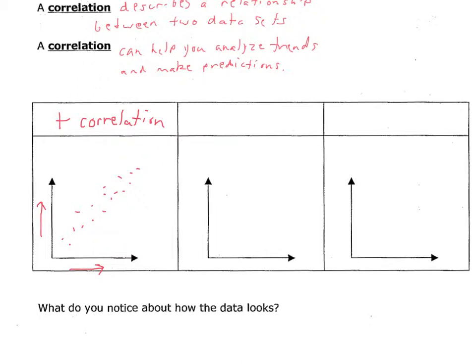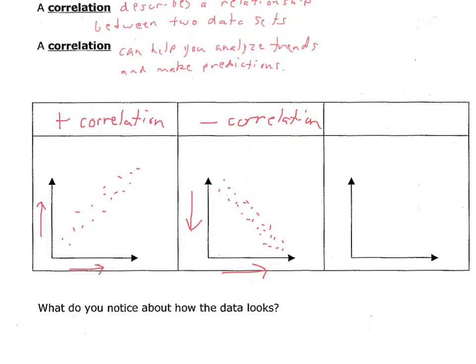The second type is called negative correlation. When you have negative correlation, you're going to have a general downtrend with your data. On this one, it looks like your Y values are going down, your X values going up. So just in general, one set of data values increases as the other set decreases.